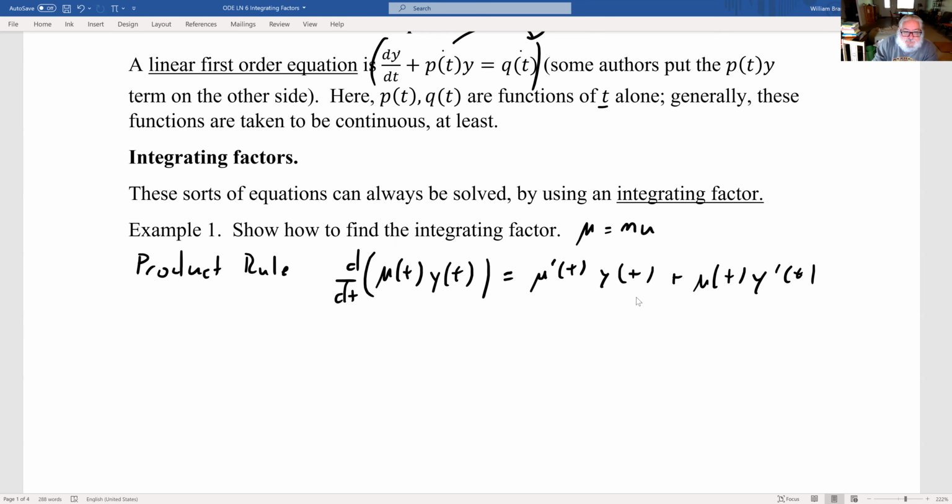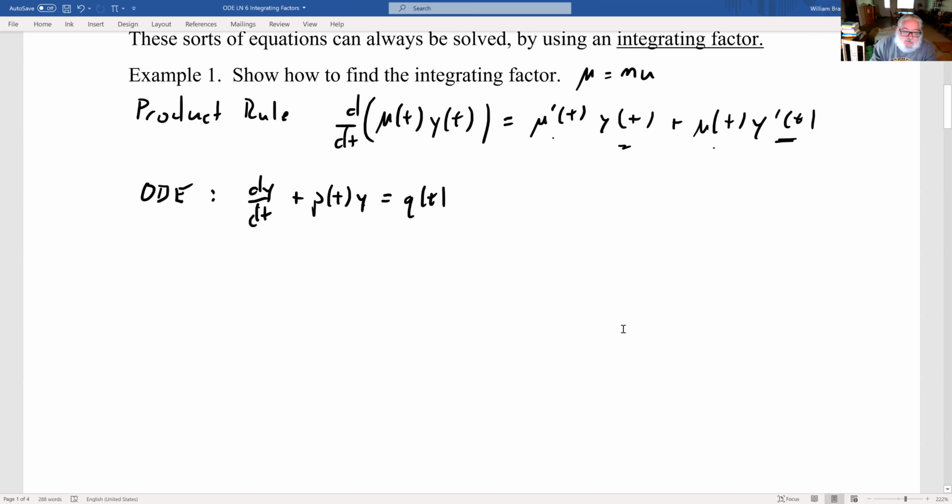So this thing, our ODE, is sort of almost a product rule, right? We've got the dy, the y prime, and we've got the y. What we're missing is the mu and the mu prime. So what we'll do is multiply both sides by mu. And this is the derivation. You don't really have to memorize this, but I want to show you where this comes from.